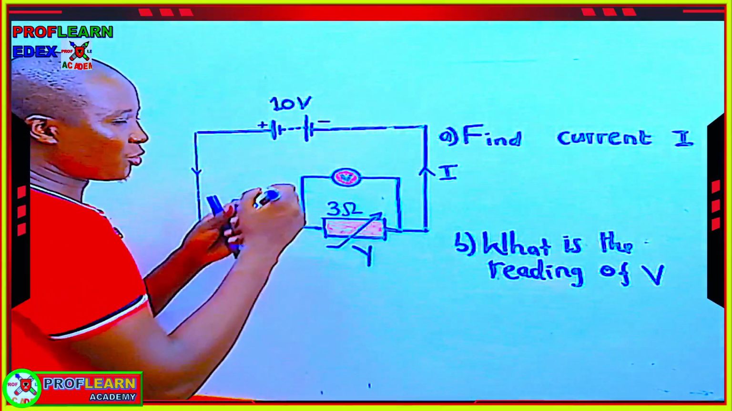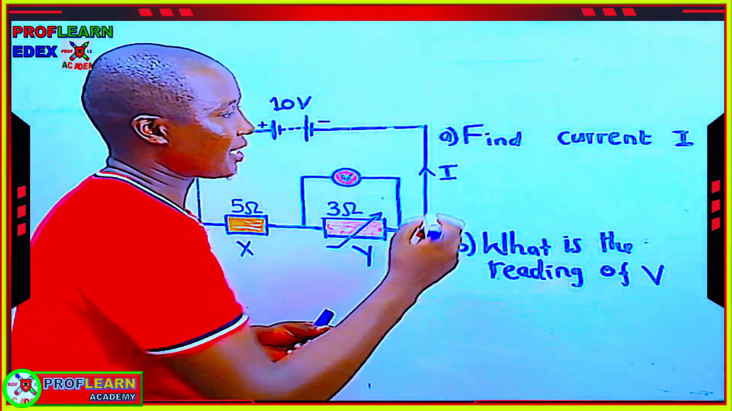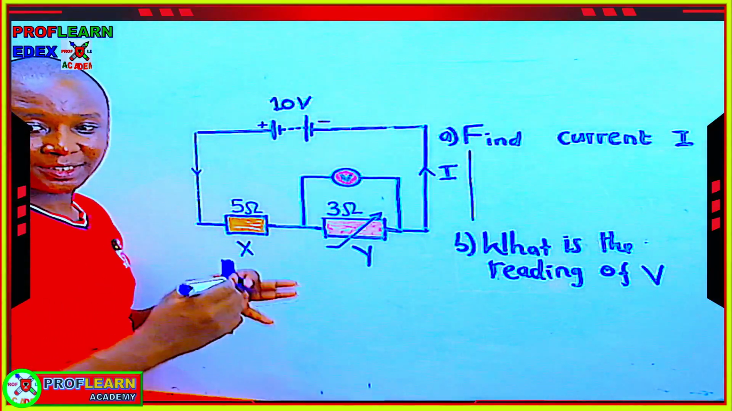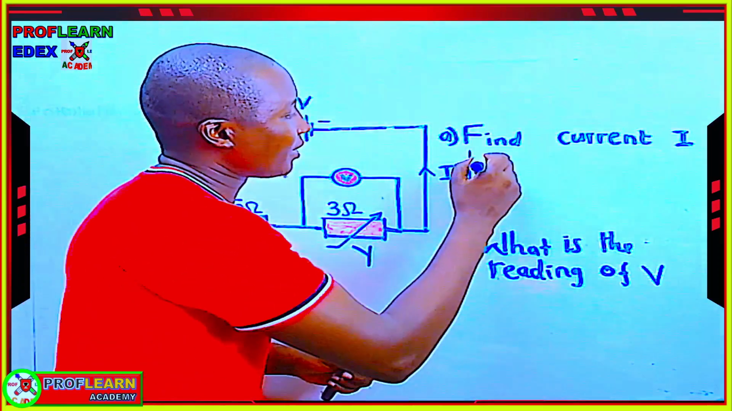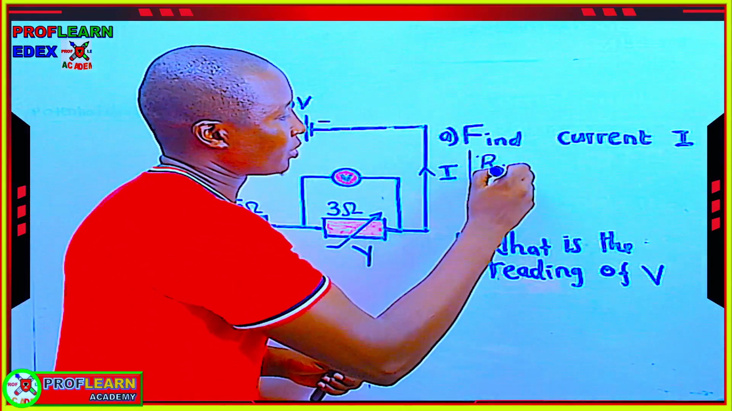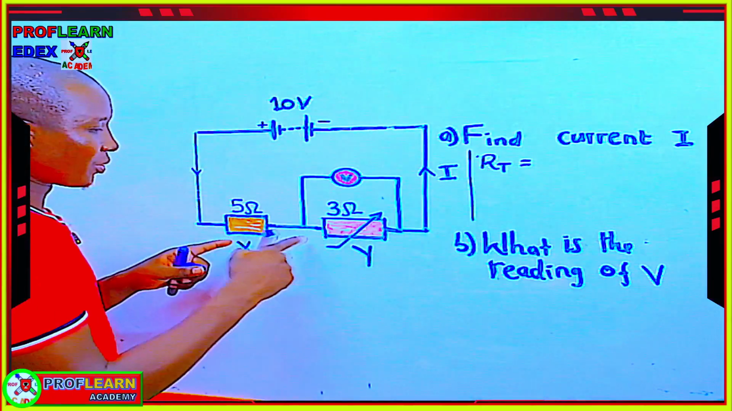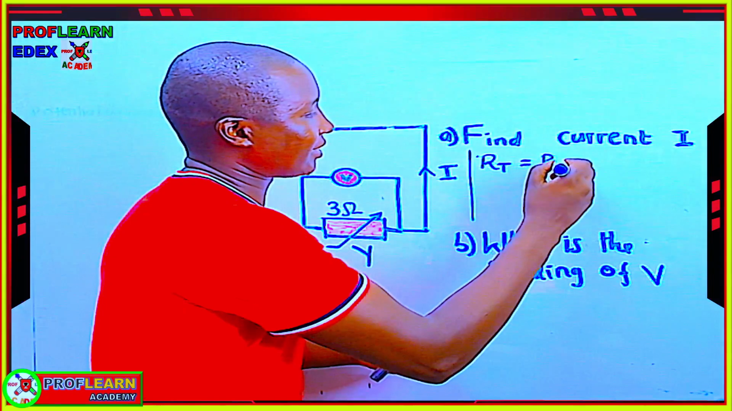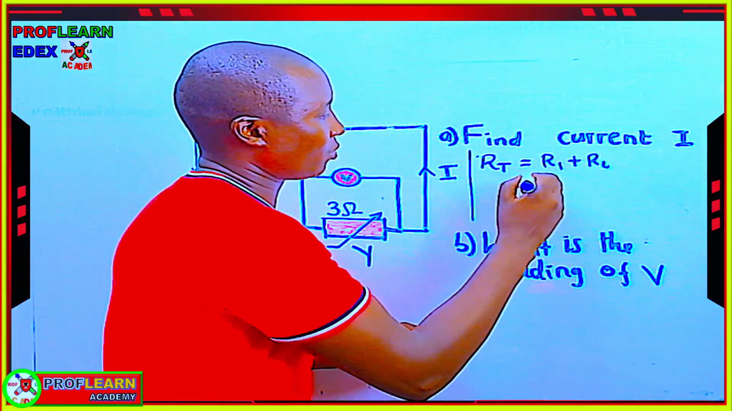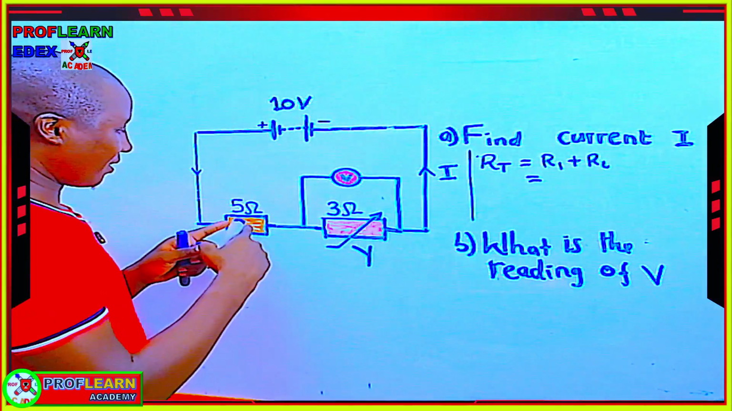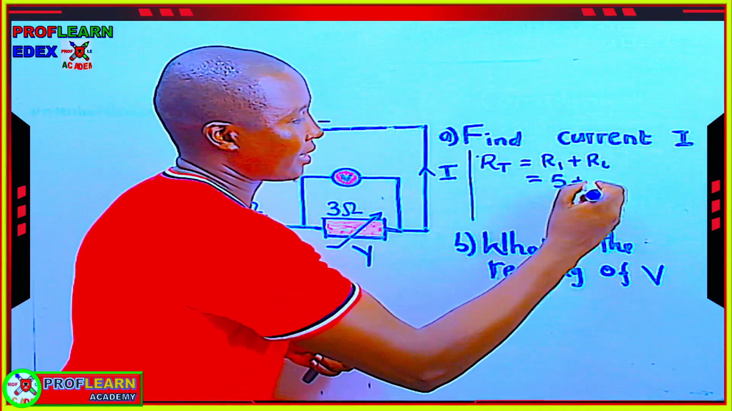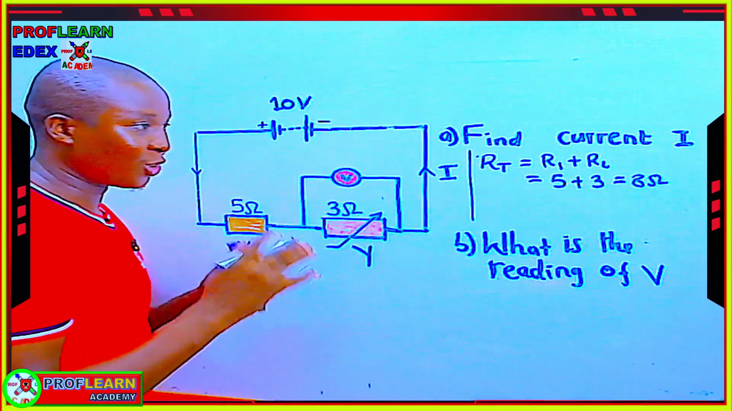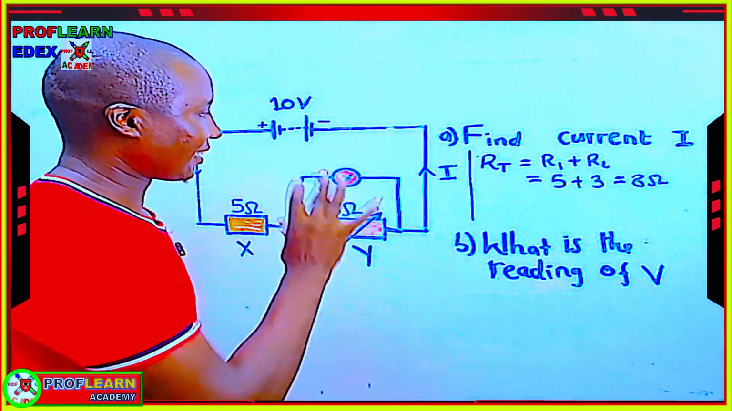So in that case, for you to work out this question, the first thing that you need to realize, we are going to find the total resistance in the circuit. The first thing you need to know is the total resistance. So we are going to say R total. Because these two resistors are connected in series, it means we are going to add the resistance R1 plus R2. And in this case, our R1 is 5 ohms and our R2 is 3 ohms, which translates to 8 ohms. So this is the total resistance in this particular circuit.